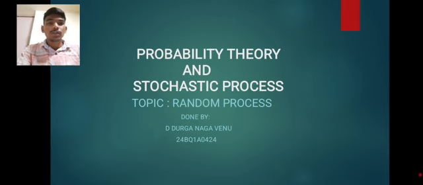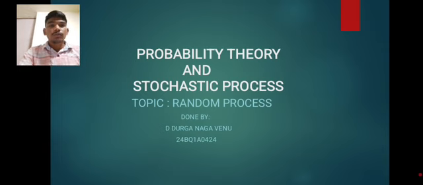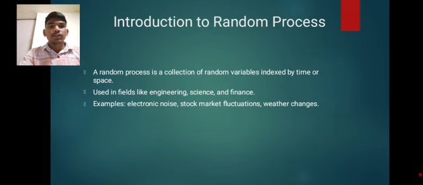Today I am telling about the topic random process in probability theory and stochastic process. Introduction to random process. A random process, or stochastic process, is a collection of random variables that change with time. In simple terms, it is a time varying random signal.